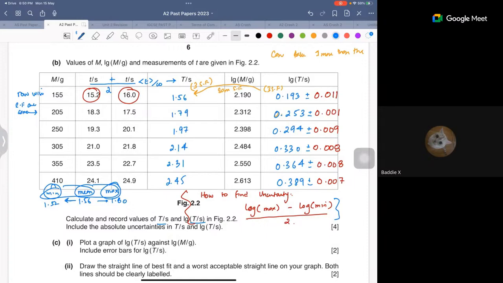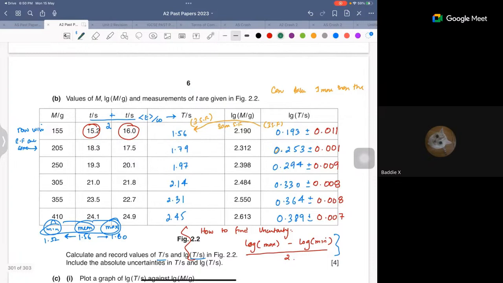What you're talking about is when they are given a sum, like if they are given t as 1.56 plus minus 0.02. Let's suppose they have given this, right? So you can basically take it as log of 1.56 plus 0.02, this is the maximum value, minus log of 1.56 minus 0.02, and then divide by 2. It is the same formula, nothing different.